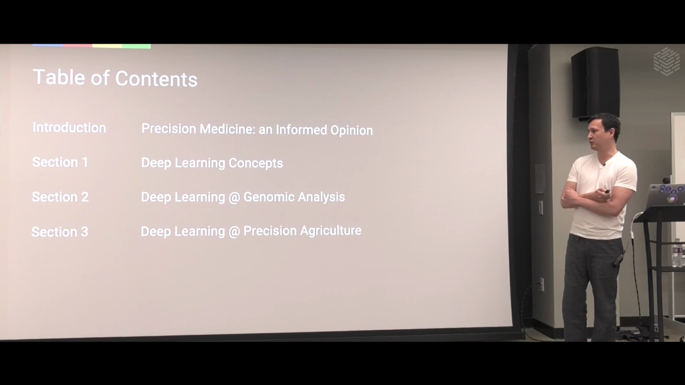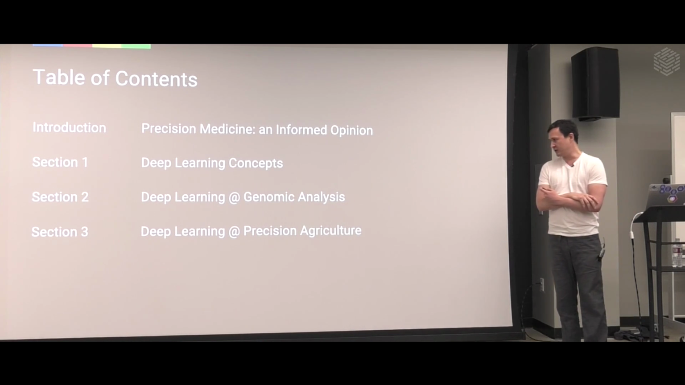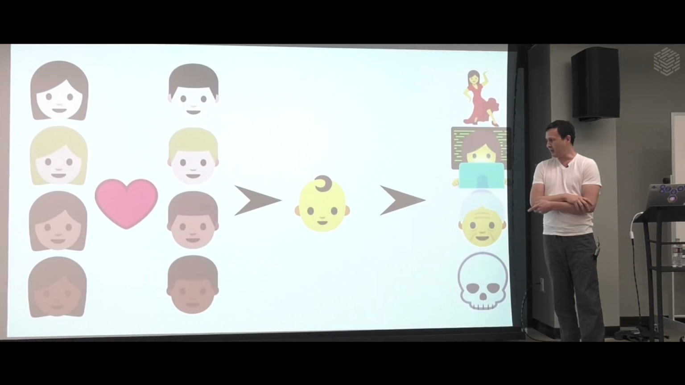Because the technology is going to move forward regardless of what people think in that sphere. And then I'm going to talk about some deep learning applications in genomics and precision agriculture.